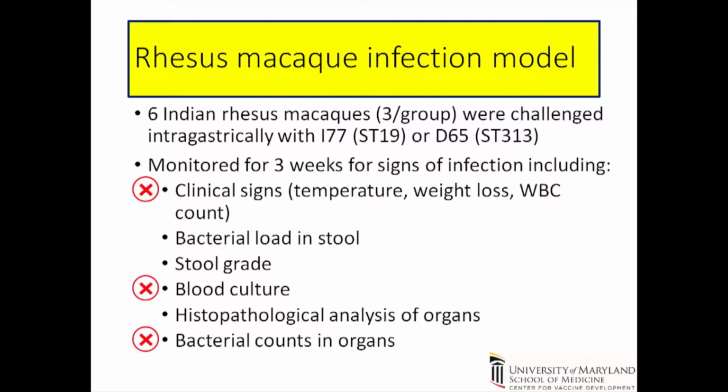So we took blood at 1, 3, and 15 days post-infection and looked for bacteria in the blood. We only had 2 positives over that time, one from an ST19 infected macaque and one from an ST313 infected macaque. And we think the problem for this is really sampling, because these are quite small monkeys. We can only take around 1 ml of blood to do culture from each time. And finally, we didn't see any difference in bacterial counts in the organs, and we think that's probably because it was 3 weeks post-infection, and by that time the bacteria were quite well cleared from the macaques.